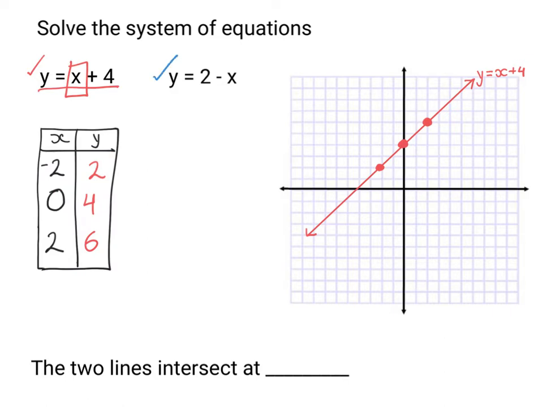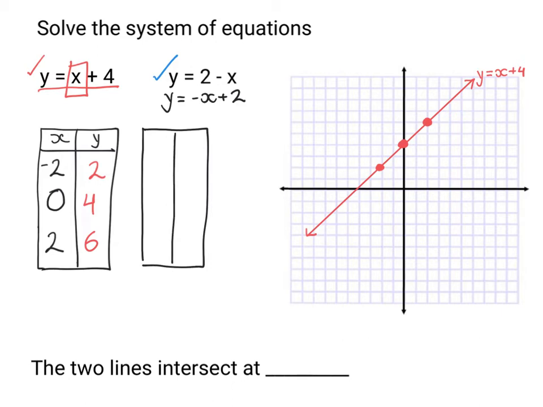Okay, now it's time to draw this line right here. I'm going to rearrange the equation so it's in the format of Y is equal to mx plus b. I usually like to have my x first, but you can use whichever equation works for you. Now again, let's draw our table of values. X on the left side and the Y values will be on the right-hand side.